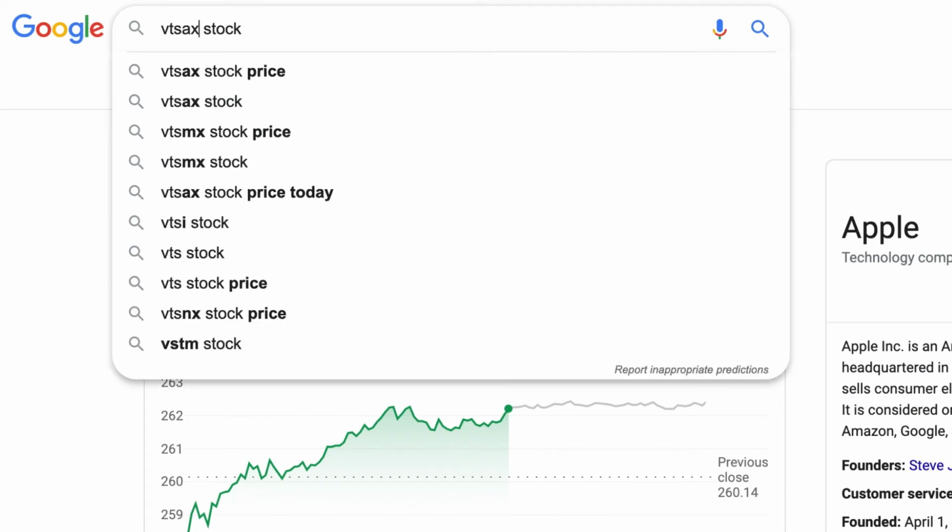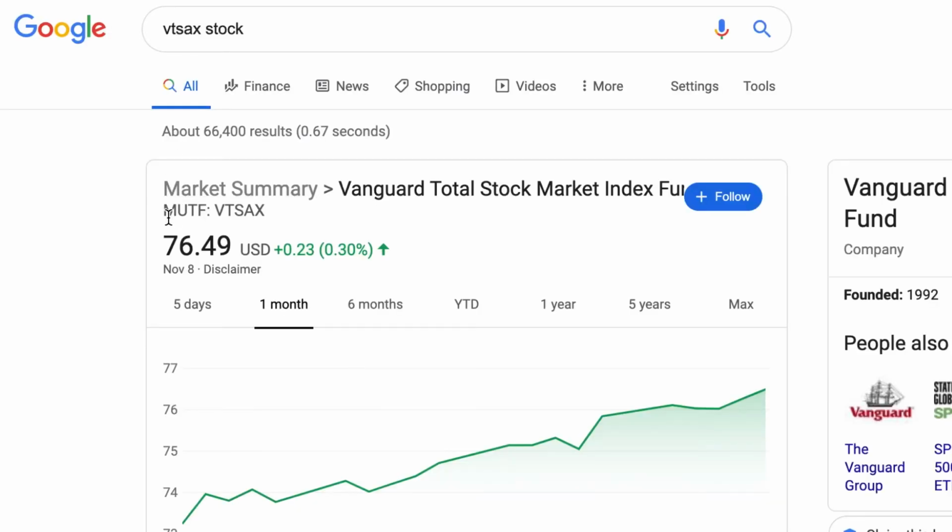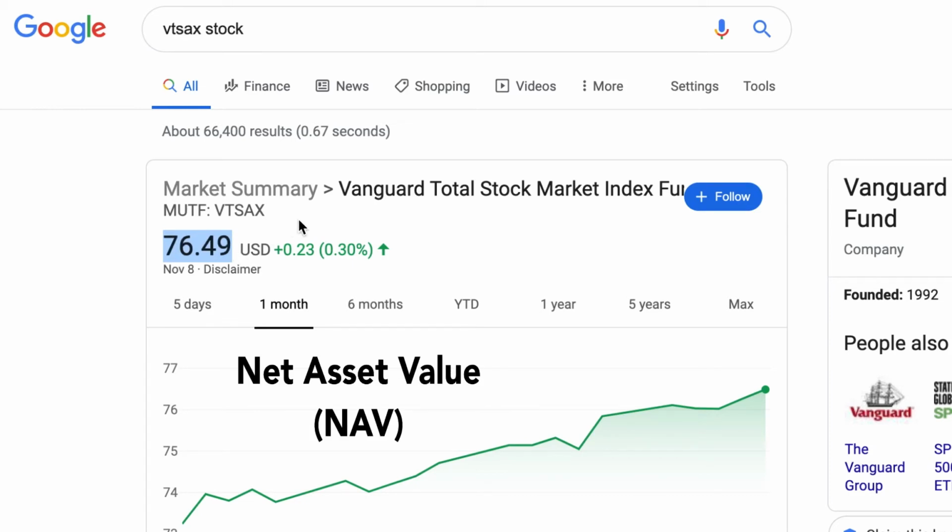Now, I don't invest in individual companies, but I can see the same type of information from mutual funds and ETFs. So mutual funds don't trade like stocks on an exchange, so they only trade once a day after the market has closed. When you search for them, their ticker will look a little bit different and typically start with MUTF or have the letter X at the end to show that it's a mutual fund. The price you see is not the price of a stock like for individual companies, because funds can be composed of multiple different stocks, bonds, and other securities. That price is called a net asset value, or NAV, and represents the price of one share of all the different securities in the fund.